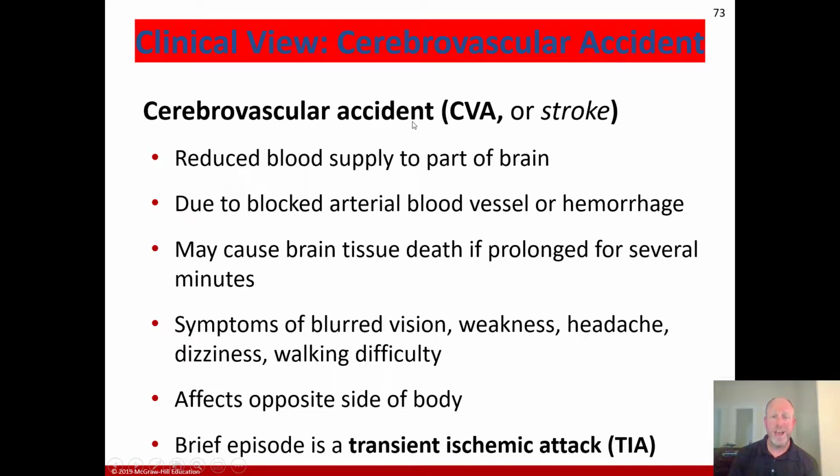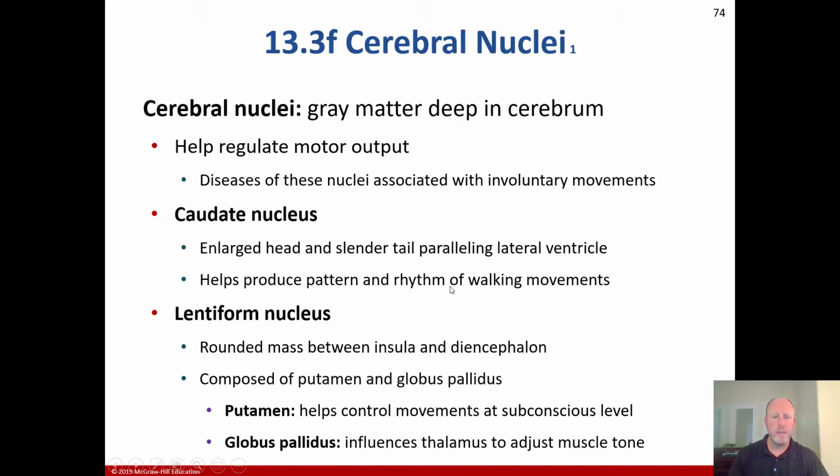So for a cerebrovascular accident or a stroke, which will be covered a lot more when we get to the cardiovascular system in semester 2 with Bio 247, there is a reduced blood supply to part of the brain due to blocked arterial blood vessels or hemorrhage. It can cause brain tissue death if it's prolonged for several minutes. Symptoms include blurred vision, weakness, headache, dizziness, walking difficulty, and it affects the opposite side of the body. A brief episode is a transient ischemic attack, or TIA.